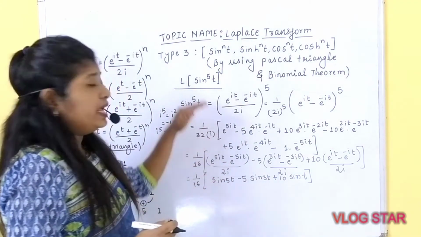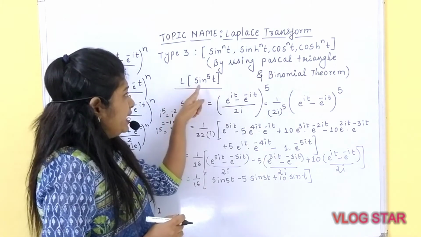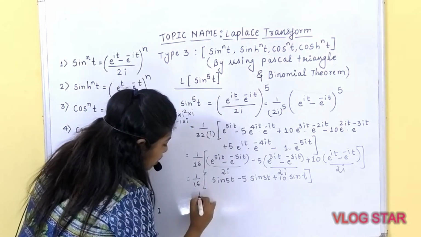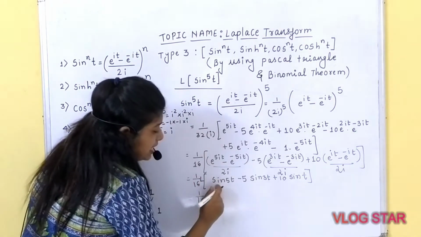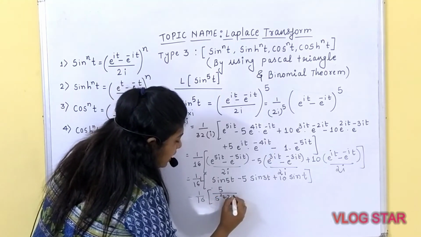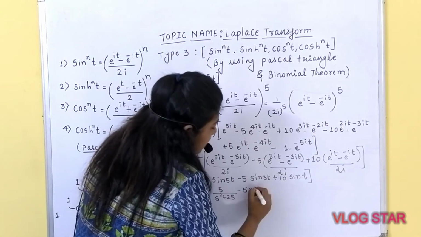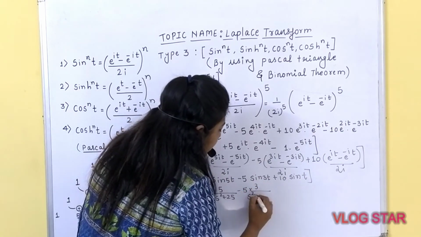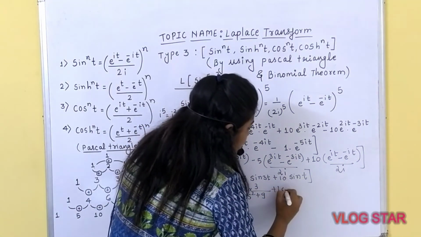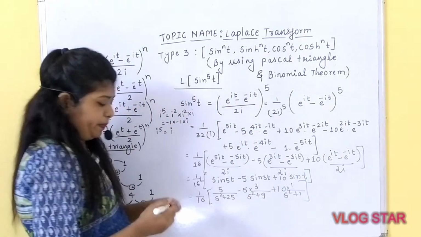Now you can easily find the Laplace of sin raised to 5t by the standard result. Just tell me, what is the Laplace of sin 5t? It is nothing but equal to 5 upon s square plus 25. Similarly, the Laplace of sin 3t is equal to 3 upon s square plus 9, and the Laplace of sin t is equal to 1 upon s square plus 1.